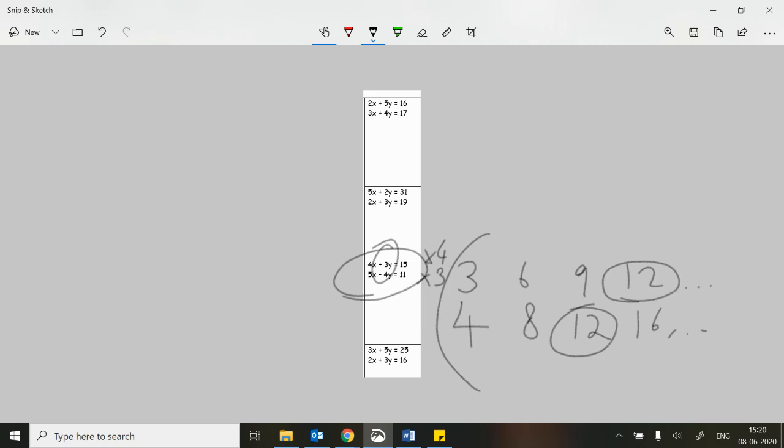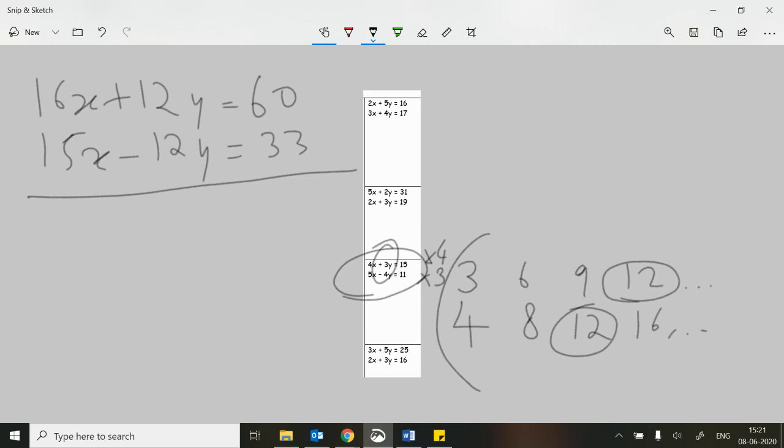So we times everything on the top by 4, we're going to get 16x, and 12y is 60. And for the second one, we're going to do 15x minus 12y equals 33. So what we've done is times everything by 4 and everything by 3. Now, if we add everything together, we're going to get 31x there, plus 12y, take away 12y. We add them together, going to cancel.